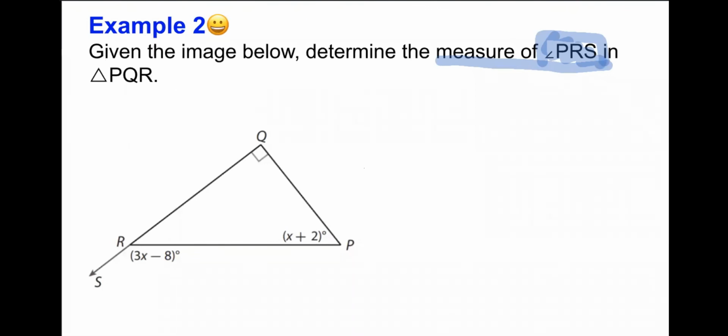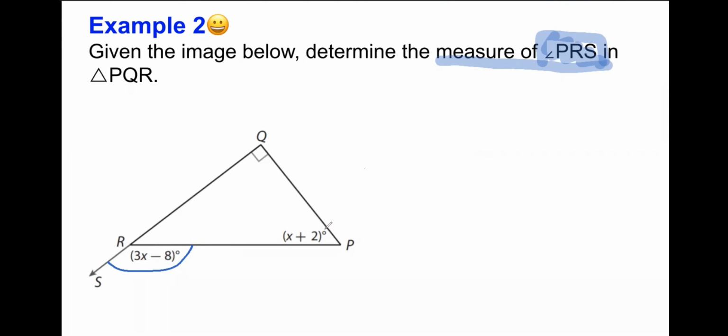So where is PRS? All right, this is where our angle is located. Let me retry it, because I'm trying to include the expression that's written for PRS. And PRS has an expression. It's 3x minus 8 in this case.